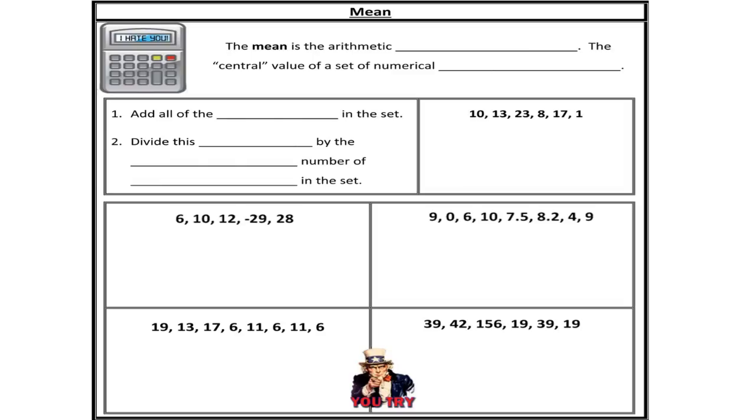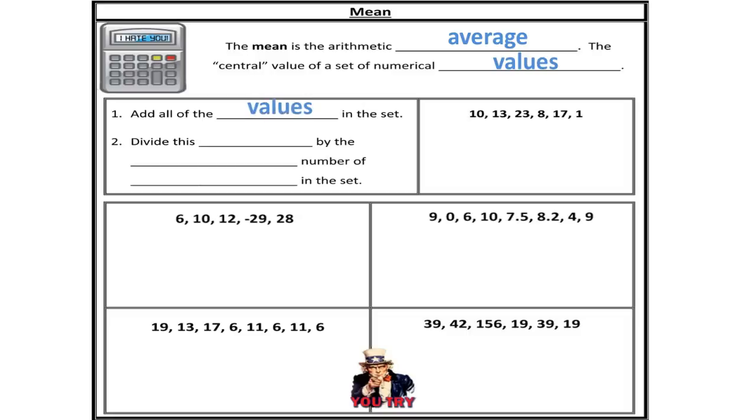The most common version or definition of the average is the mean, or the arithmetic mean. This is the arithmetic average, the central value of a set of numerical values. To find this, you add up all of the values in the set.